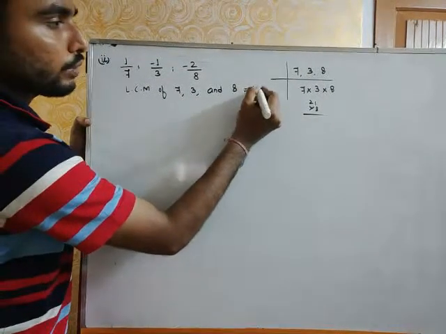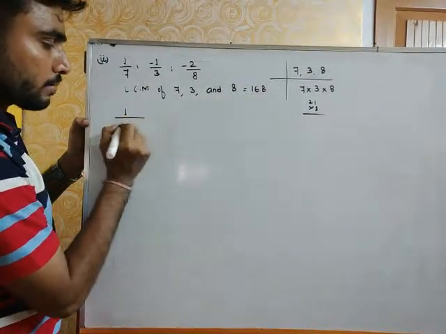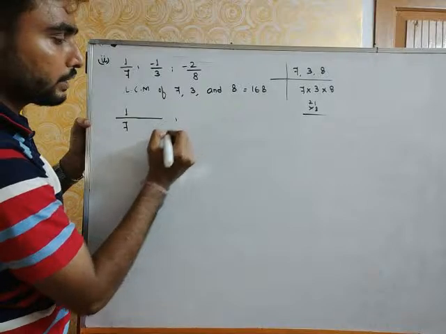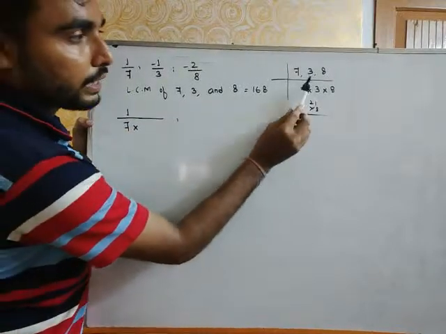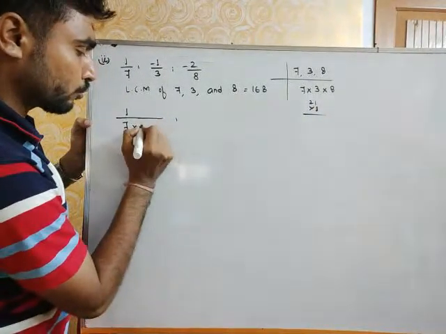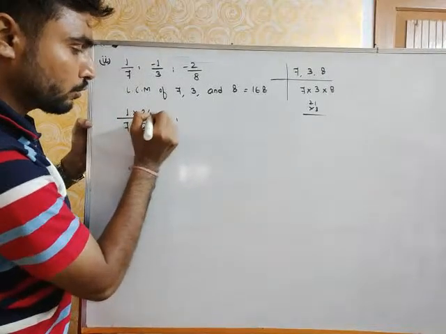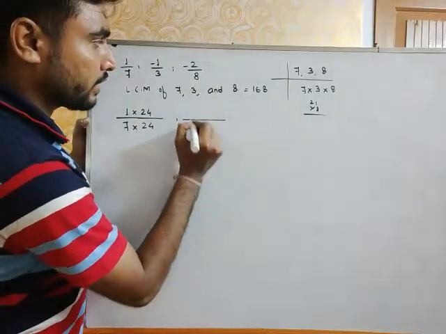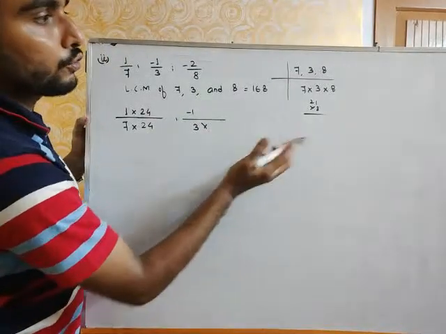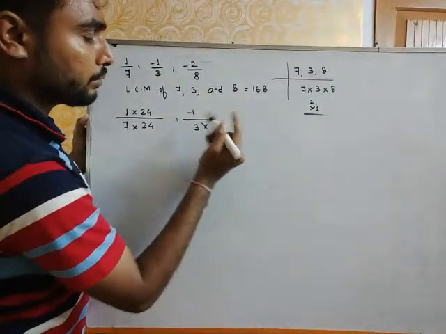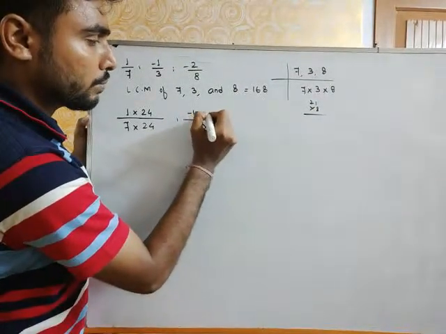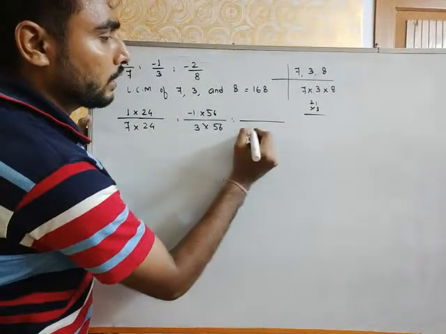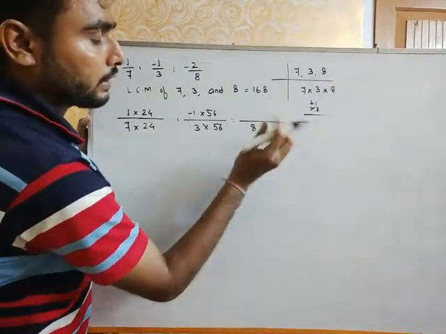So the LCM is 168. Now the first rational number is 1 by 7. After 7, 8 into 3 is 24, so you have to multiply 1 with 24. The next denominator is 3, minus 1 by 3. After 3, 7 into 8 is 56, so minus 1 into 56. After 8, it is 7 into 3.